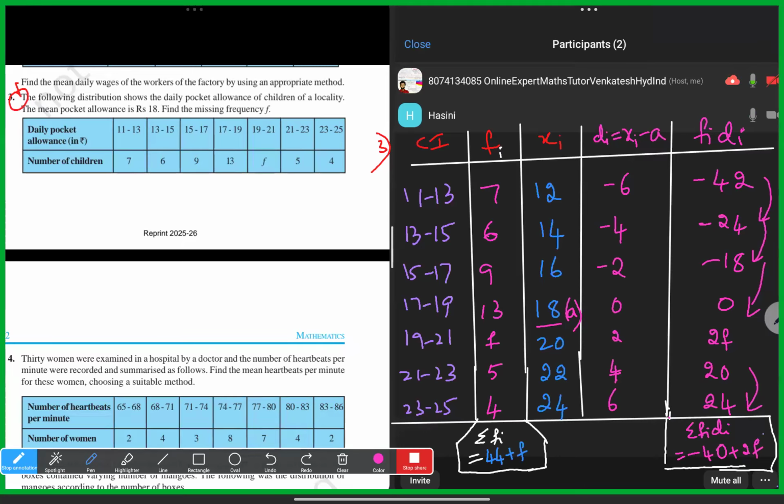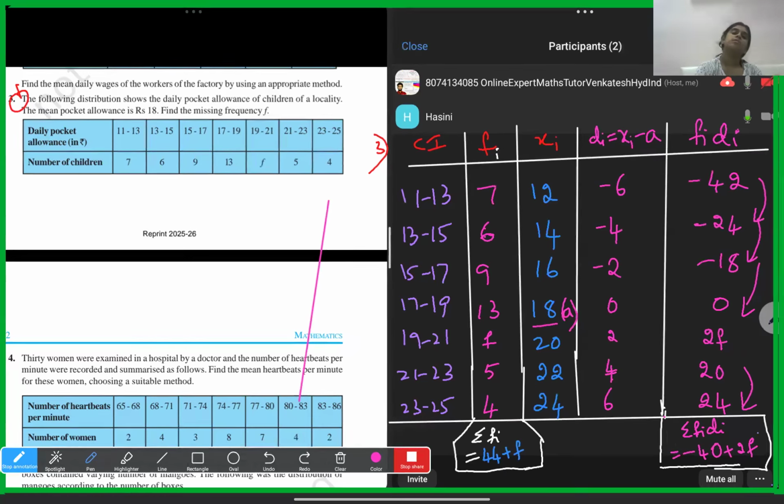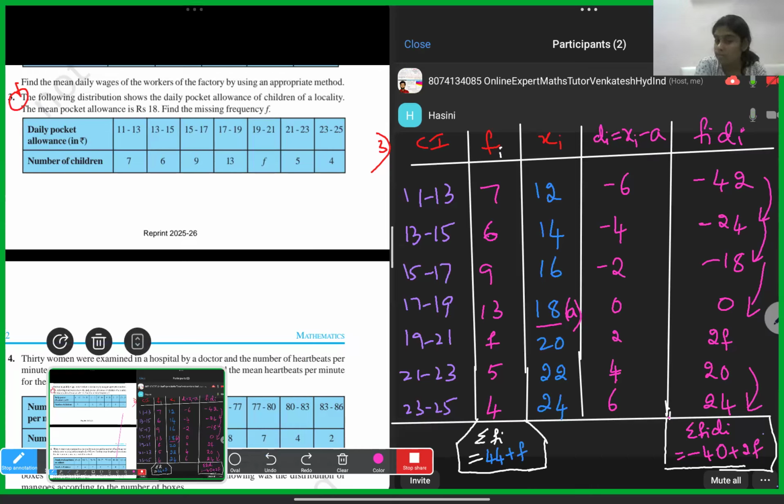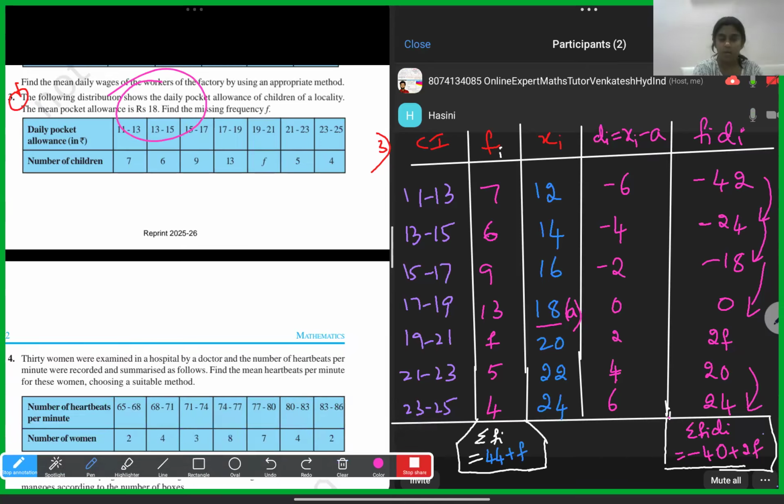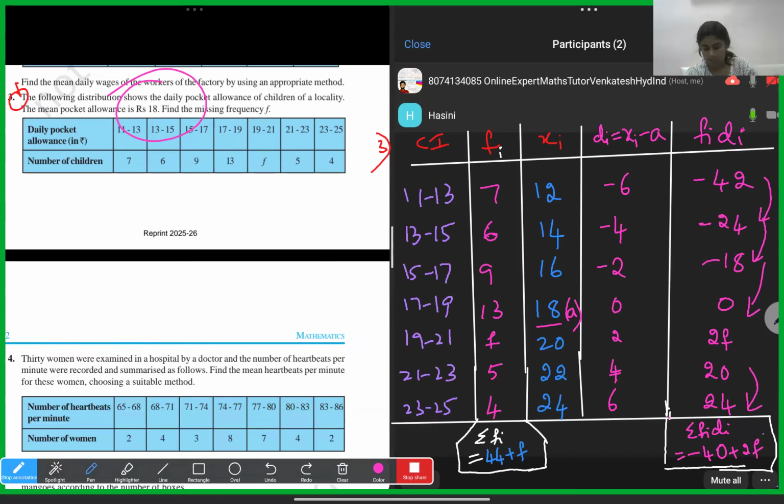So Hasni, now we got the sigma fi di value and sigma fi value. So we will equate this to the mean value that is given in the question. Okay, Hasni? Okay, sir. Is it okay? Shall I delete it, Hasni? Yes, sir.